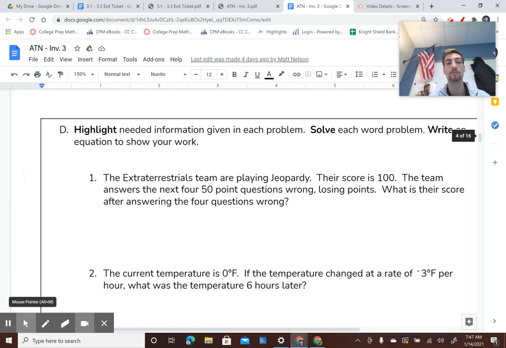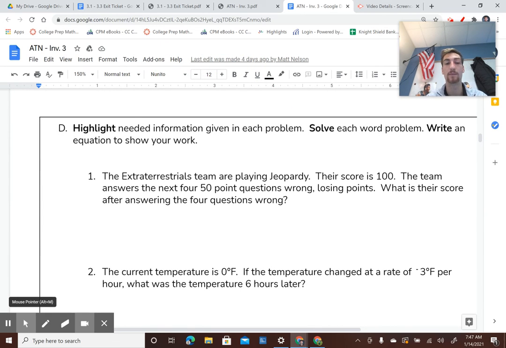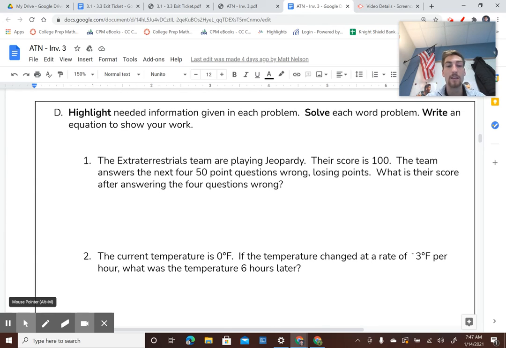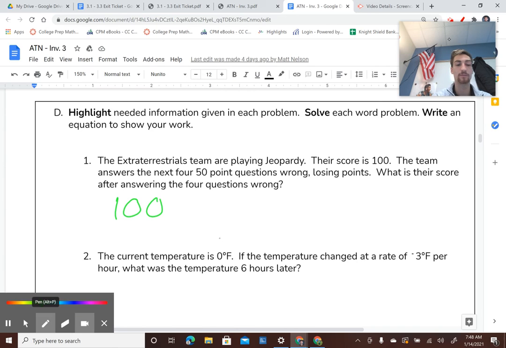And then we have part D, which is all about word problems. So we see where this applies in the real world. All right, so let's go ahead and take a look at problem 1 here. It says the extraterrestrials, the ET team, are playing Jeopardy, and their score is 100. The team answers the next 4 50-point questions wrong, losing points. What is their score after answering the 4 questions wrong? Okay, so their score is 100, positive 100. And then the team answers the next 4 50-point questions wrong, losing points.